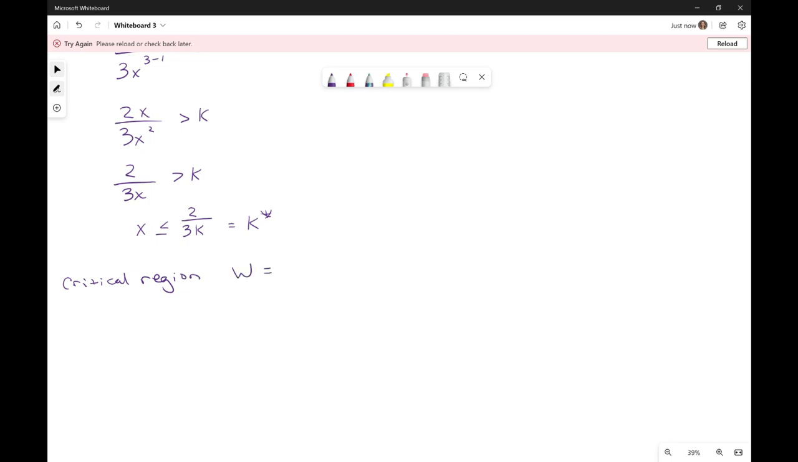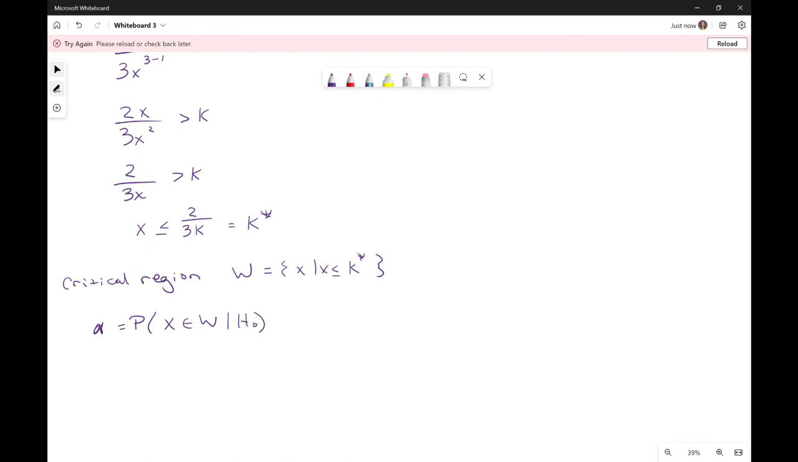So this lemma tells us that the critical region can be represented by W, where X is less than or equal to K star. Next we have to find the value of K star such that its significance level is what was mentioned in this example, which was alpha 0.05. Let's look at what this means. Level of significance can be defined as alpha equals the probability that X lies within this W given the null hypothesis.